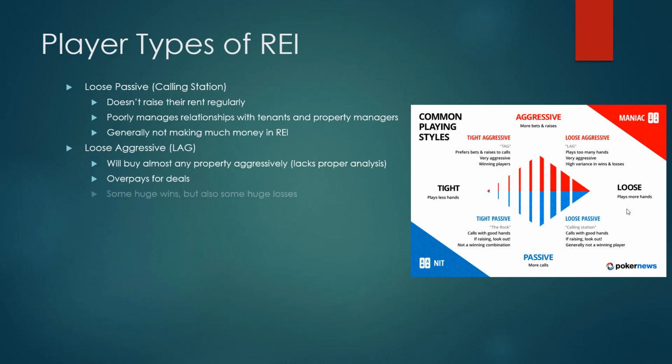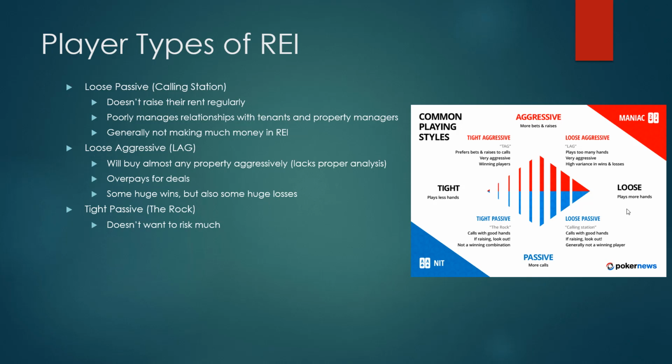You're overpaying for your deals. You're going to have some huge wins because occasionally one of those that you overpay for is going to be a home run, but most of the time that's not going to happen. You're also going to have some huge losses. So this is what James thinks he is. He thinks he's The Rock. This isn't Dwayne Johnson. Maybe that's what you're going for.